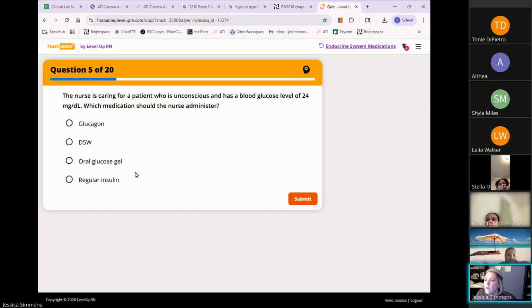The nurse is caring for a patient who is unconscious and has a blood glucose level of 24. Ooh, which medication should the nurse administer?